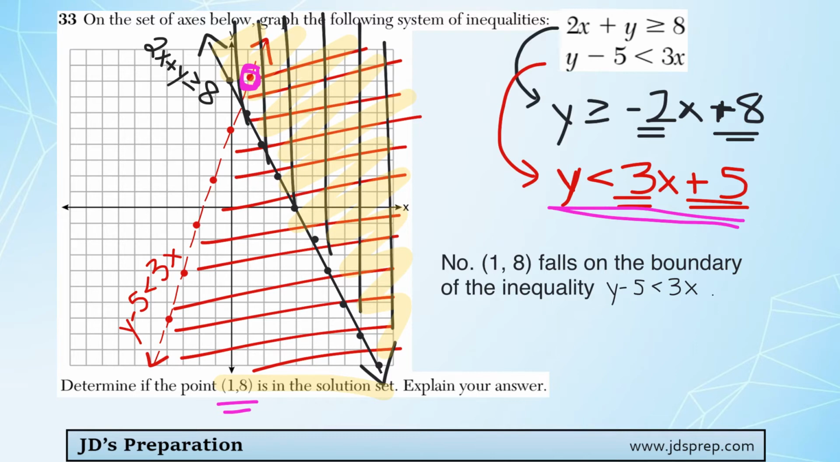So to wrap up, you can see my little explanation here. I said no, and that's because the point 1, 8 falls on the boundary of that inequality of y is less than 3x plus 5. And by the way, I almost forgot, to get full credit for a question like this, you might also want to take a moment to properly label which line you drew represents which inequality. So you can see I just added that in there.